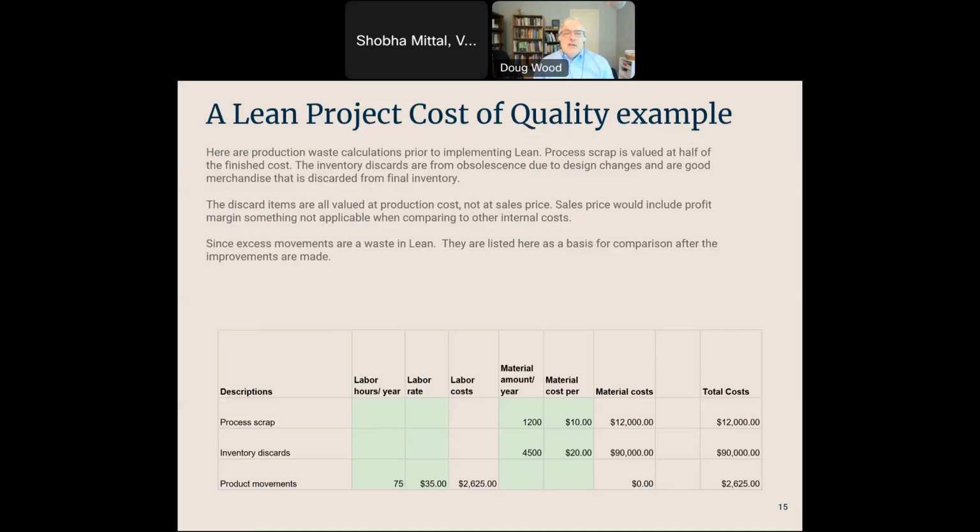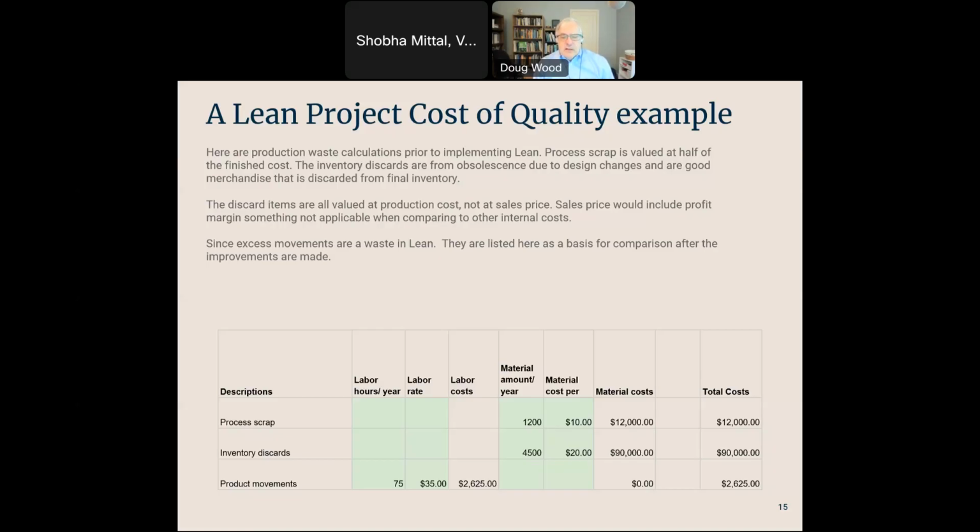Production waste calculations prior to implementing lean. We're going to put a dollar value on our process scrap of $10 per piece, half of what the finished cost is. If you have multiple scrap locations, you can have them as individual rows, and you can price them accordingly. So our process scrap in this operation, 1,200 scrapped items a year at $10 a piece.